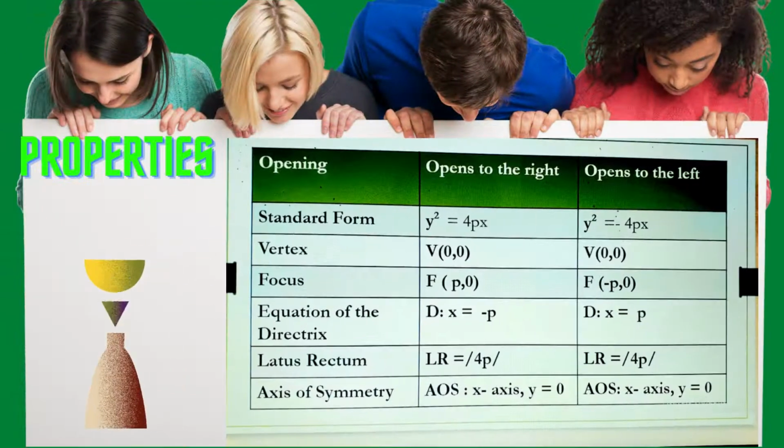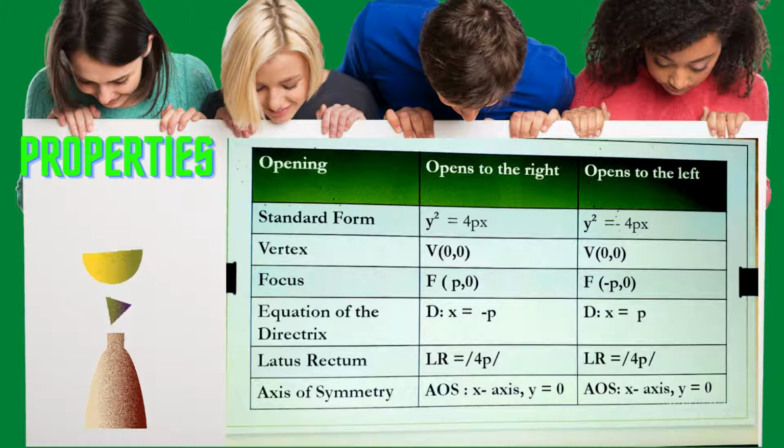Okay, so let us now discuss the properties of the parabola. The properties are summarized on the given table. As you can see, we have here the opening. The parabola can open to the right and open to the left. So the standard form of the parabola that opens to the right is given by y squared equals 4px. The vertex is at the point of origin, vertex (0, 0). Focus, we have point F. The coordinates of point F is (p, 0). The equation of directrix is x equals negative p. And the latus rectum is equal to 4p. And the AOS is the x-axis or y equals 0.